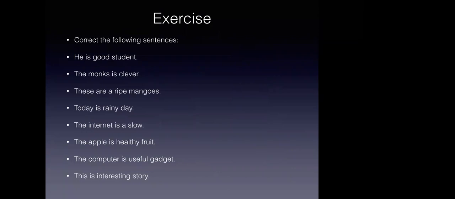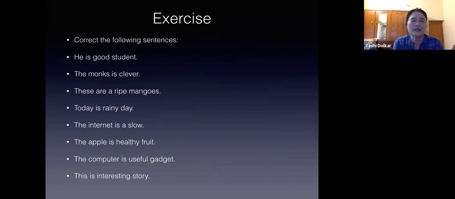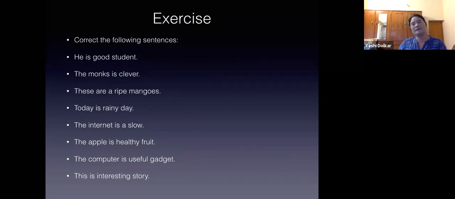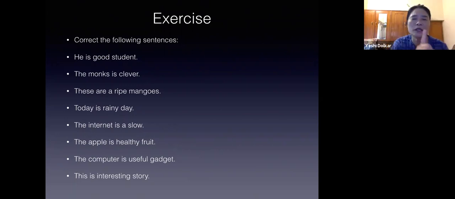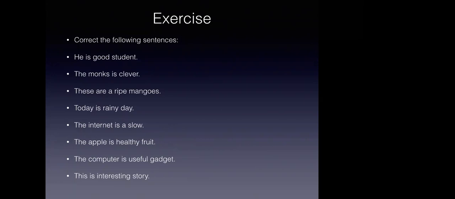Correct these sentences. See if you can correct. There is a mistake in each of these sentences. See where the mistakes are. He is a good student. Where is the mistake? It's a missing article. Yes, he is a good student. Okay.